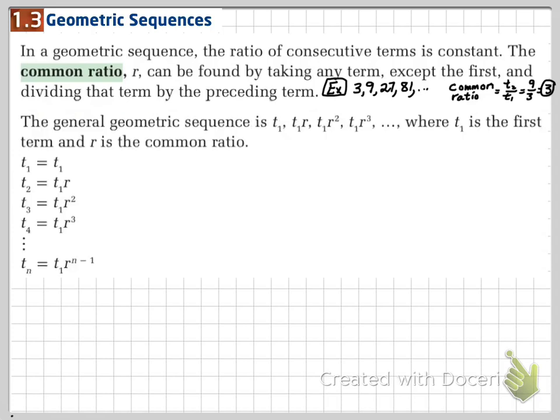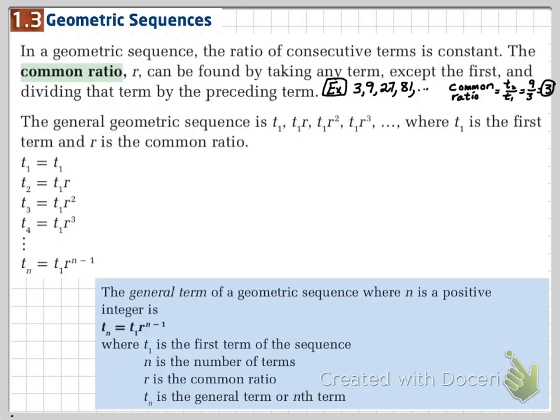The general geometric sequence is term 1, then term 1 times the common ratio, then term 1 times the common ratio squared, and then term 1 times the common ratio cubed, and so on, where T1 is the first term and r, of course, is the common ratio. This continues the pattern all the way down to Tn, the general term or the last term, which is equal to the first term, T1, times r to the power of n minus 1, one less than the term that we're looking for. So there you have it. The general term of a geometric sequence, when n is a positive integer, is T of n is equal to T1 times r to the power of n minus 1.